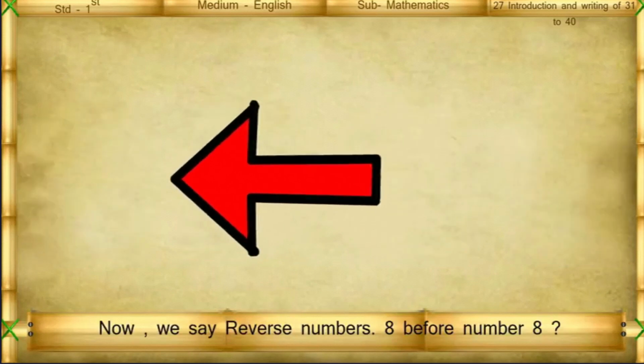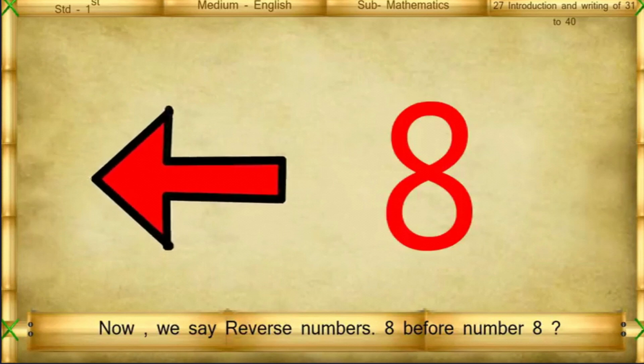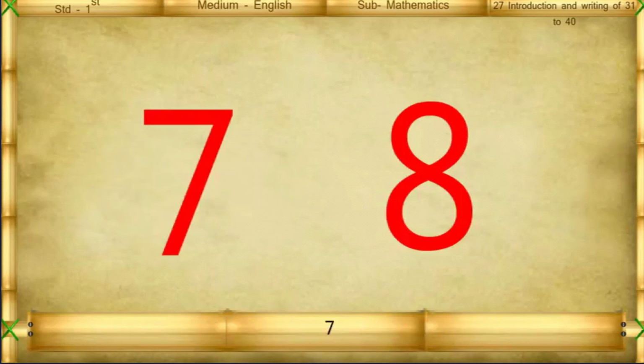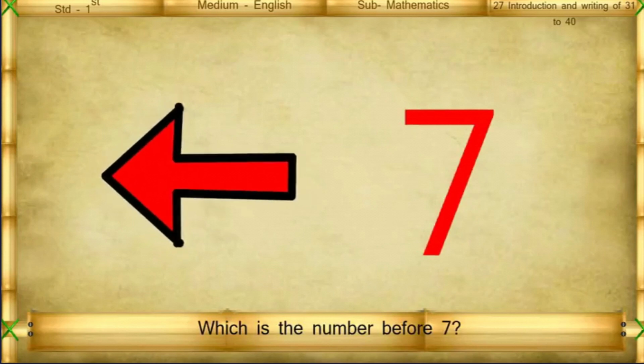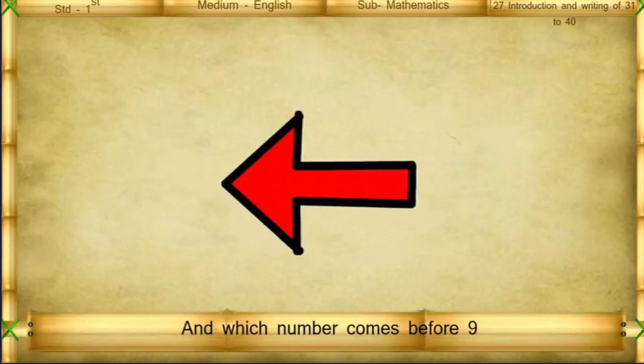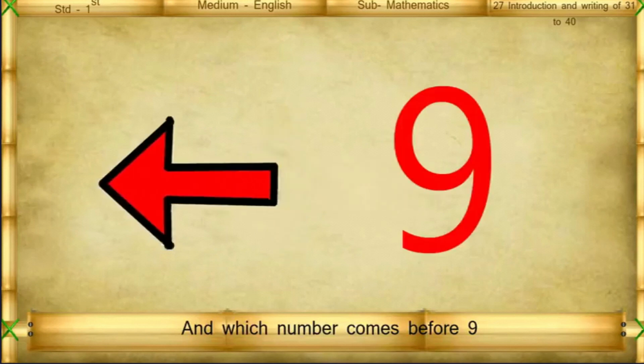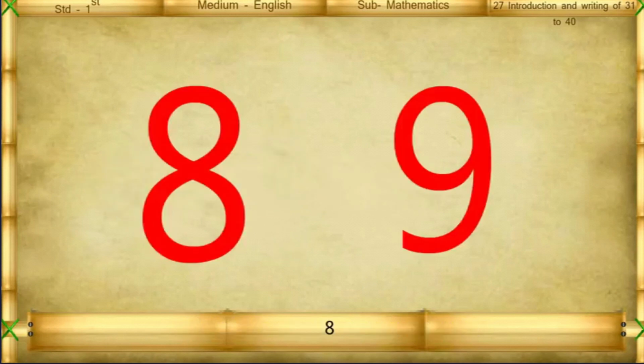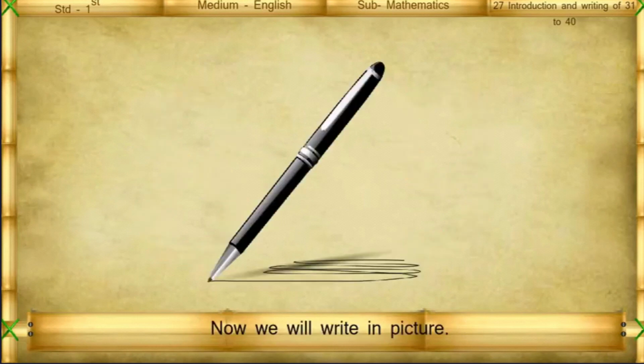Now, we say reverse numbers. Which is the number before 8? 7. Correct. Which is the number before 7? 6. Correct. And which number comes before 9? 8. Correct. Now, we'll write in the picture.